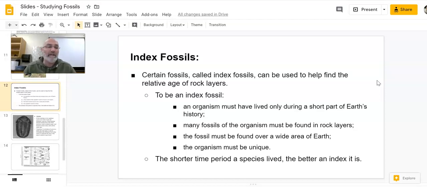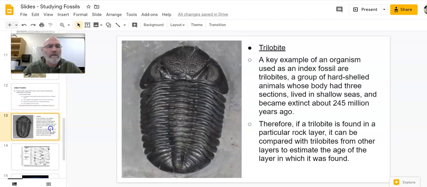One other thing to know about an index fossil is that the shorter the period of time that organism was alive, the better. Because then when we find it inside a layer of rock, it really helps us to pinpoint the age of that layer of rock. If an organism lives over a long period of time, it's not useful to us as an index fossil, because when we find it in a layer of rock, we'll have no idea how old that rock really is, because that organism lived over a very long period of time. Does that make sense?